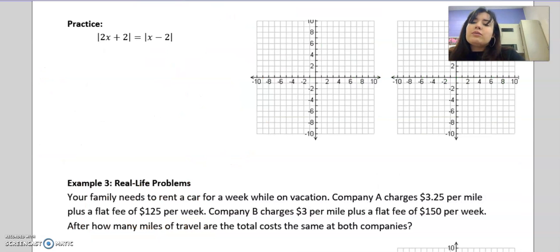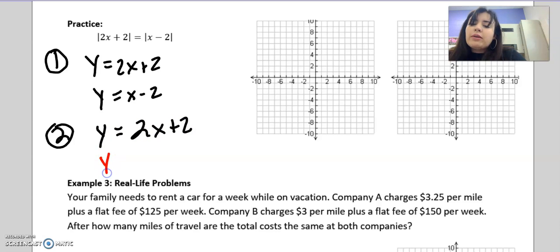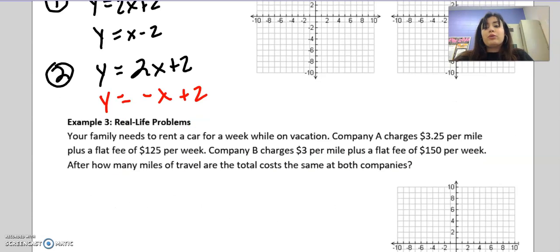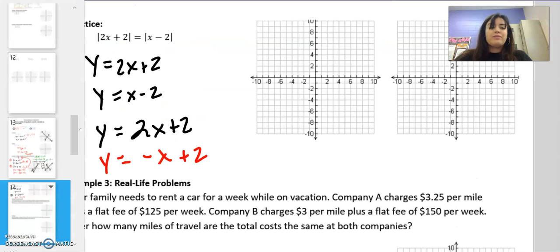So for your practice, remember you're going to do one system, which is just the normal. And then you're going to do a second system, where you use the same top. For the bottom, we're going to negate the sides. We're going to change the signs. So it becomes negative x and plus 2. Okay. Now for example 3 and 4, or example 3 and the practice, we'll have to use a calculator when we get back to class. Okay, that's all there is to it.